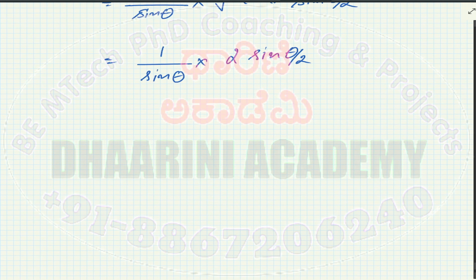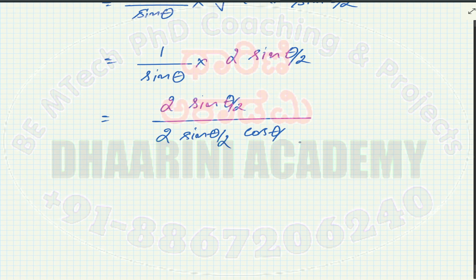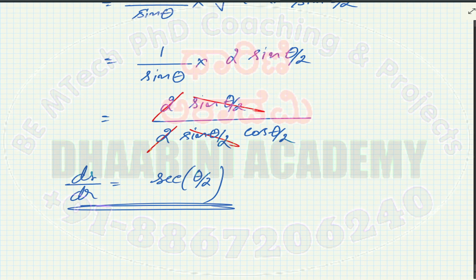So now what I do, I try to write the denominator sine theta in the half angle format. So numerator is 2 times sine theta by 2 divided by sine theta is nothing but 2 sine theta by 2 into cos theta by 2, half angle formula for sine. You can see that 2 cancels, sine theta by 2 sine theta by 2 cancels. So this is 1 by cos, right? 1 by cos is nothing but secant. So this is secant of theta by 2, which is the required answer for ds by dr.